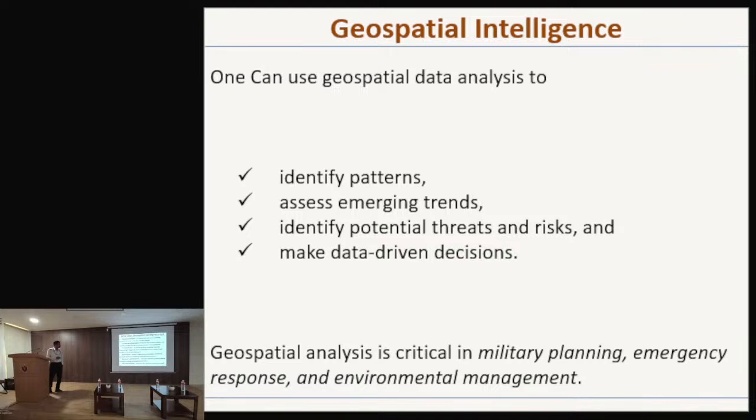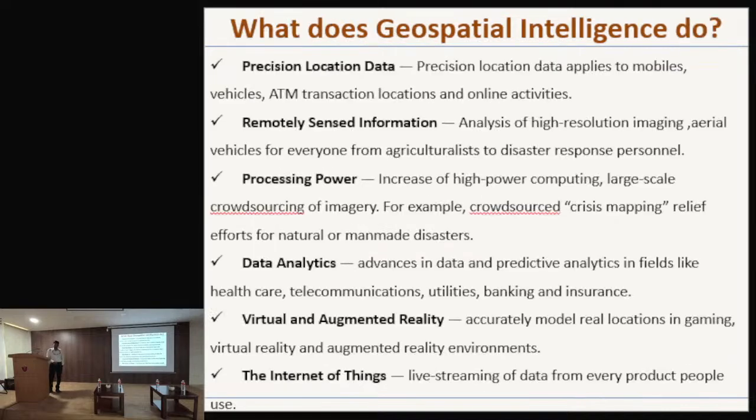So now, what can geospatial intelligence do? The first is precise location data, that can be your house location, or every one of you has a mobile phone where you would have enabled location, that will come from your GPS, or from your augmented GPS, where the tower location is taken and the precise location is identified.